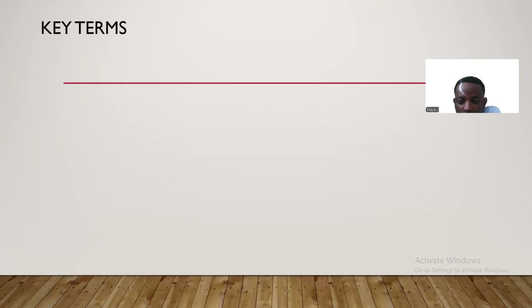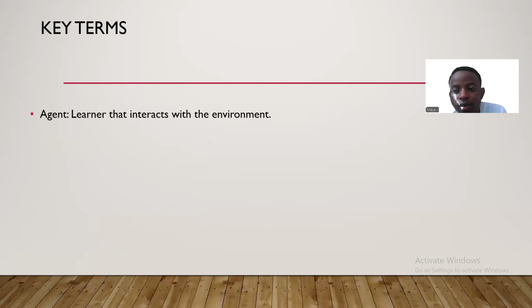There are two terms that we are doing. This is discussion. First, we have an agent. An agent, a learner that interacts with the environment, or a decision maker that interacts with the environment and makes decisions. Takes actions.